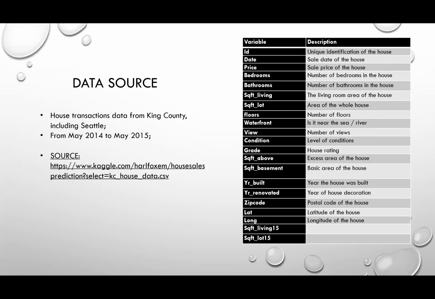To start, I will introduce the data source. The data we use for exploration is obtained from Kaggle, which contains wholesale price for King County, including Seattle, covering homes sold between May 2014 and May 2015. The dependent variable is housing price, and the rest of the independent variables include both numerical variables such as the size of the living room, as well as categorical variables such as house rating grade, and other variables are listed here in the description.